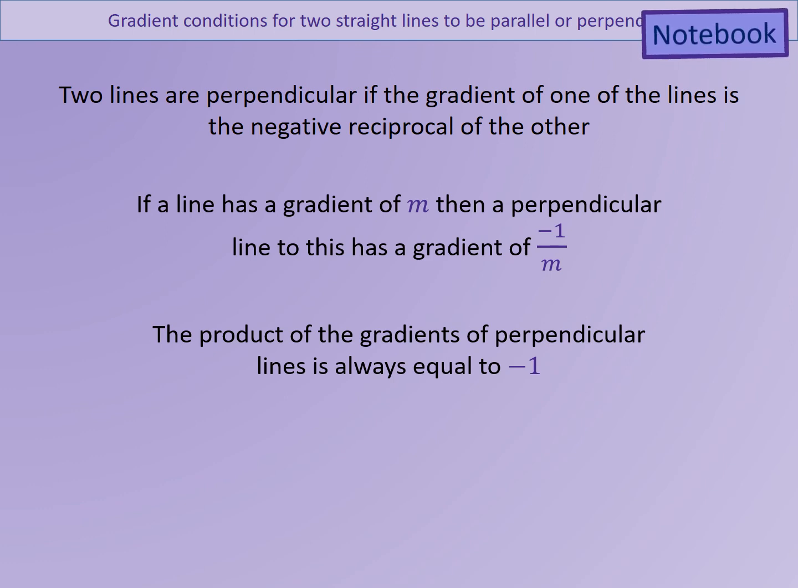Or another way of thinking about it is that the two gradients, the original and the perpendicular, if you multiply them together, it always equals -1. And here is a little equation that will help to understand that. So all of these statements are valid, and they're all true for perpendicular lines.